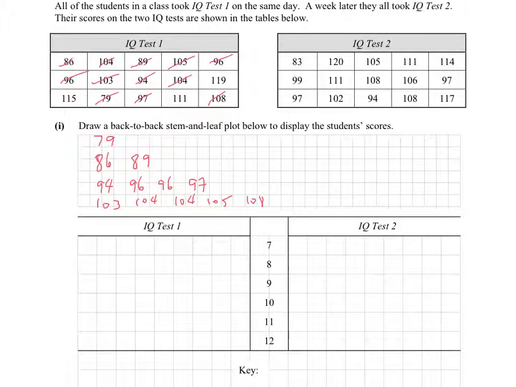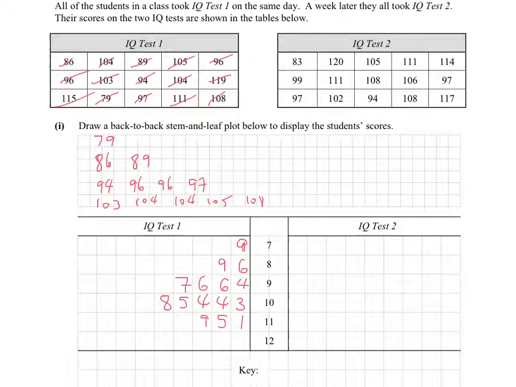So we have 79, we have 86, 89, 94, 96, 96, 97, 103, 104, 104, 105, 108, and then we have 111, 115 and 119. And I checked my data. I've done everything. I've done all the values. There's 15 values there, and it's 1, 2, 3, 4, 5, 6, 7, 8, 9, 10, 11, 12, 13, 14, 15. So I'm happy that data's in order.